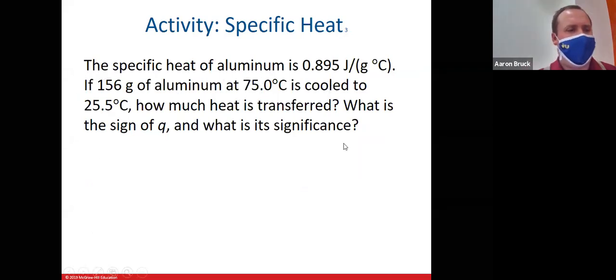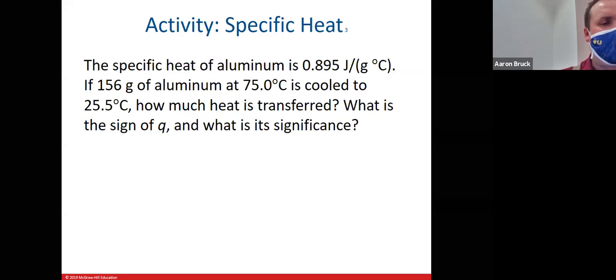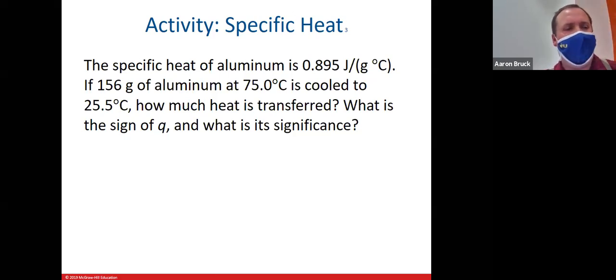All right, let's look at another one. The specific heat of aluminum is 0.895 joules per gram degree Celsius. If 156 grams of aluminum at 75.0 degrees Celsius is cooled to 25.5 degrees Celsius, how much heat is transferred? And what is the sign of Q and what is its significance?